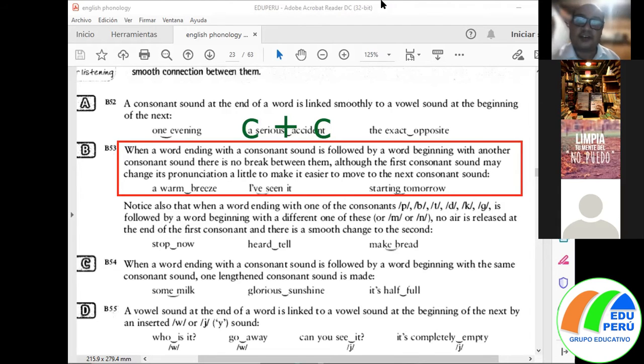Because you are putting these sounds together. So don't forget about it. It happens with the plosive ones: pa, ba, ta, da, ka, ga. Plosive sounds don't have aspiration here; you don't release the air in these sounds. So this is the second case. Remember, the first case, consonant plus vowel. The second case, consonant plus consonant.